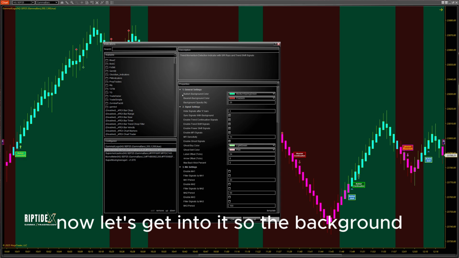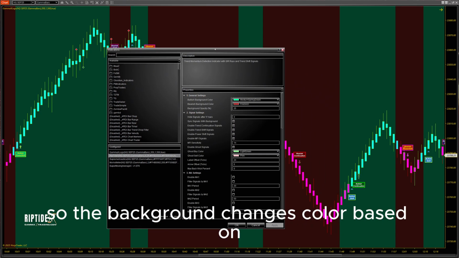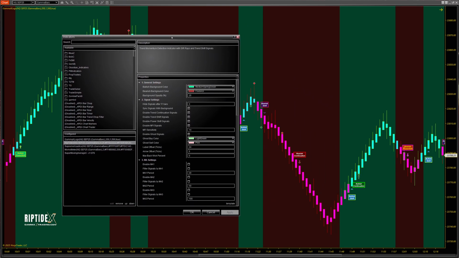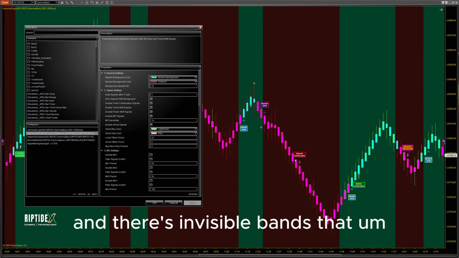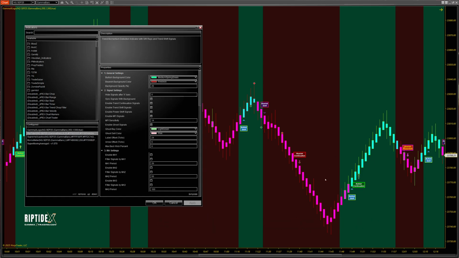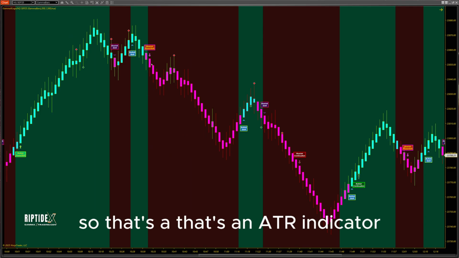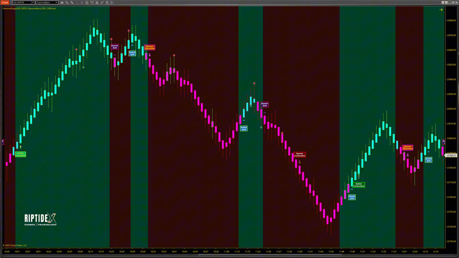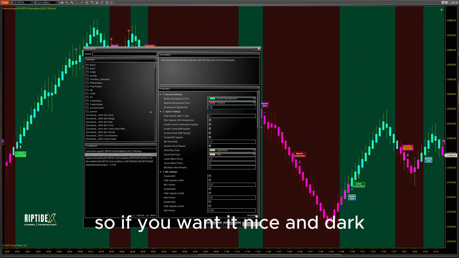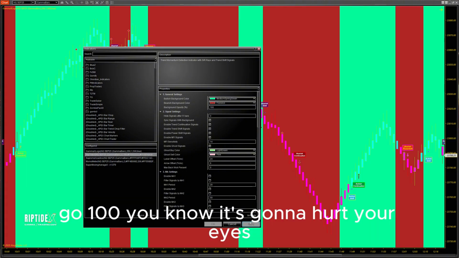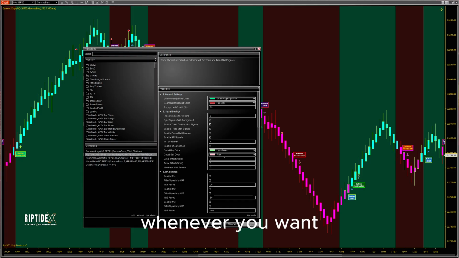Let's get into it. So the background, this is the background color. The background changes color based on an ATR. So there's a moving average ATR, and there's invisible bands that sit around the candles. And once it breaks that ATR, the background changes color. So that's an ATR indicator, the background color. And you can change the color and you can change the opacity. So if you want it nice and dark, go 100. You know, it's going to hurt your eyes. Whatever you want.